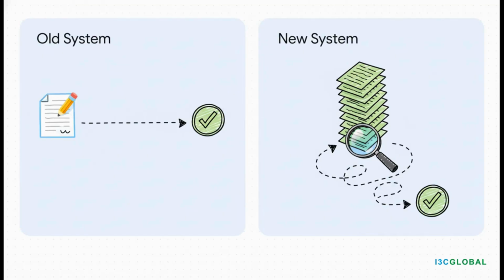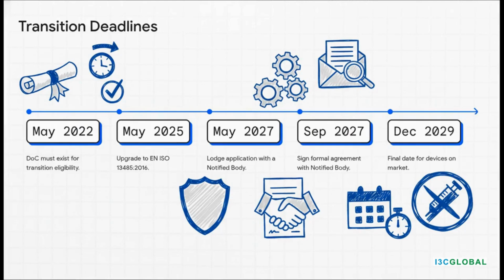To really get the urgency, just look at this comparison. Under the old system, the IVDD, most Class B devices could just be self-declared. It was a way simpler process. But under the new IVDR, notified body involvement is mandatory, which brings a whole new level of scrutiny and a mountain of documentation. And here they are, the hard deadlines you absolutely cannot miss.